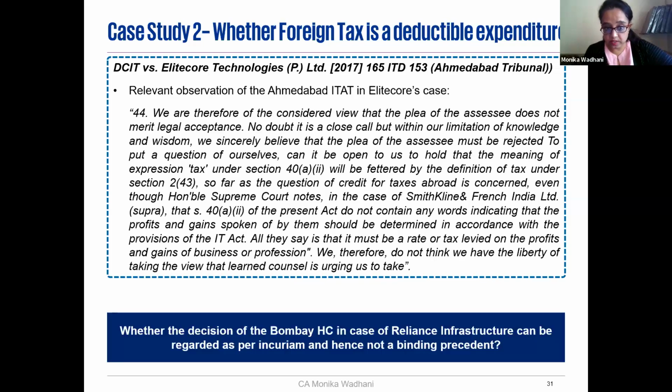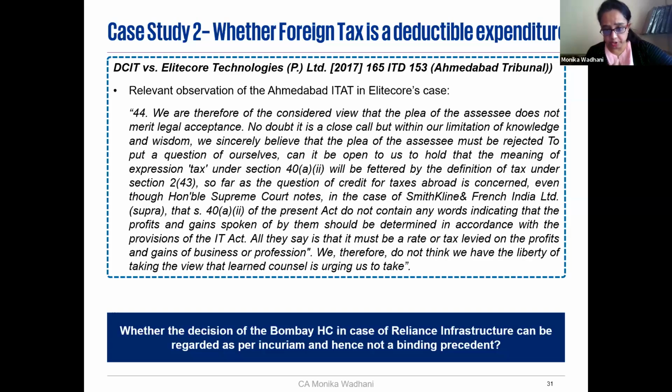So friends, with this proposition, what I wanted to highlight is whether it can be said that the Bombay High Court ruling, since it has not considered various rulings of another Bombay High Court, which was Lubrizol, and the Supreme Court ruling in the case of Smith Kline, is per incuriam, and therefore is not a binding precedent.